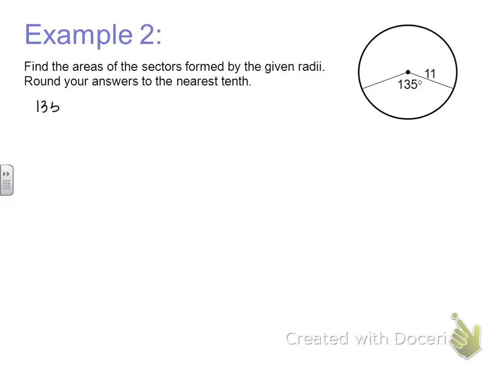So I can say that 135 is to 360, right? That talks about how much of the circle this little portion is making up. What's another way that I can talk about how much that portion of the circle makes up? I can say that the area of the sector over the area of the whole circle, right? Now, can I find the area of the whole circle? How do I find the area of the whole circle? So pi times 11 squared.